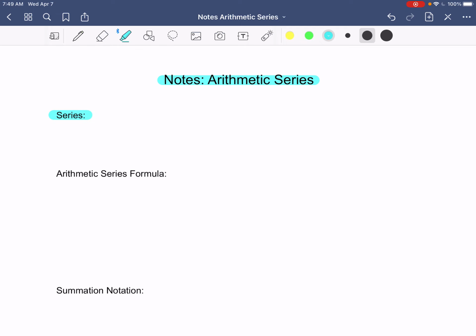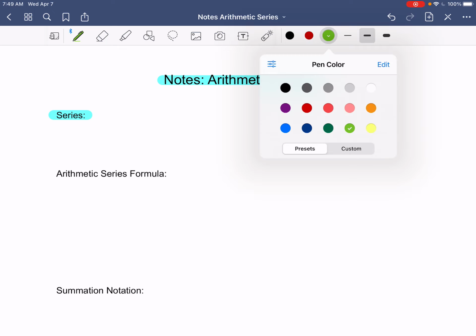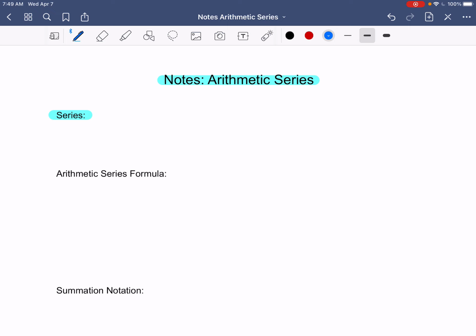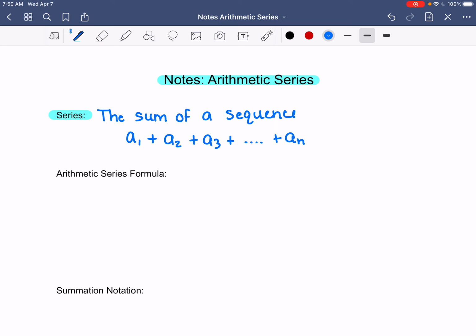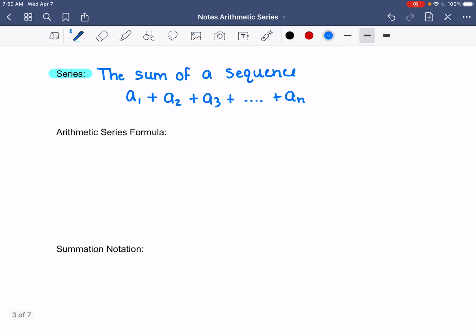Now we're going to talk about a series and what a series is. So a sequence is just the set of numbers that are in order, and the series is just the sum of a sequence. So instead of commas in between, you would have plus signs in between. The first term plus the second term plus the third term plus however many terms until you get to your nth term, your last term. I'll write down later, but there has to be a finite, a certain number of terms. It can't be infinite, can't go on forever.